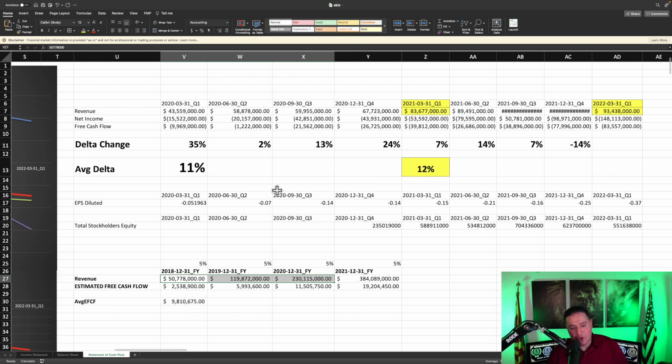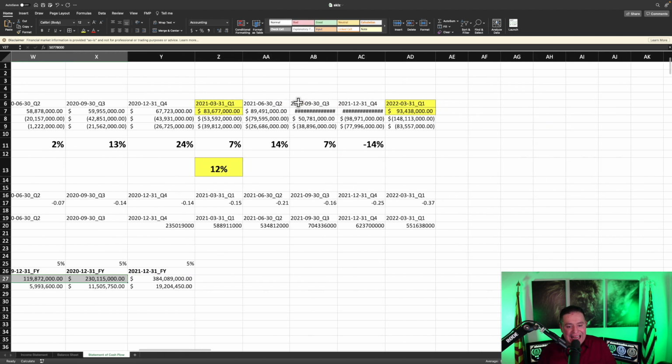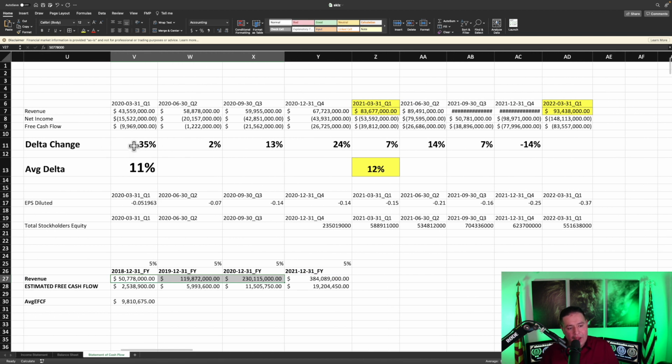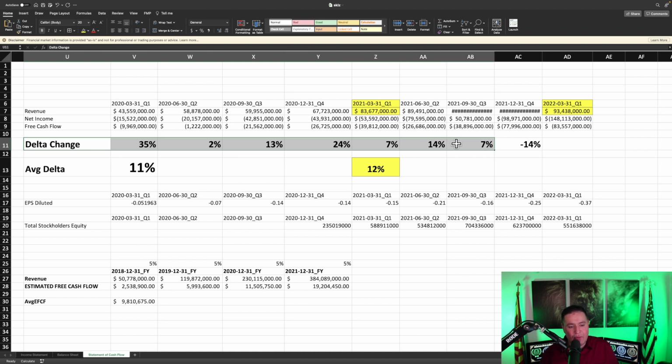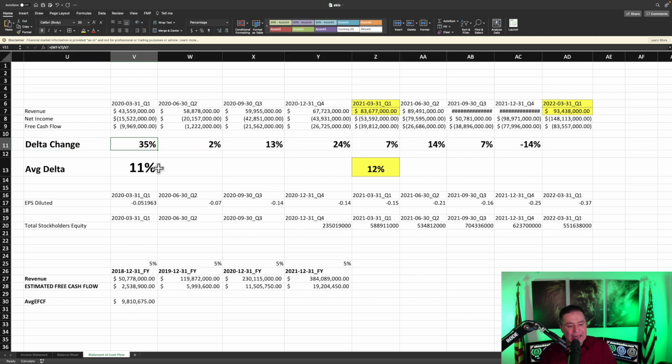So what you can do is break down the revenue growth and take the difference quarter over quarter. You can see delta changes of around 35%, 2%, 13%, 24%, 7%, 14%, 7%, negative 14%. You can average this out and get 11%. Or you could take Q1 of 2022 versus Q1 of 2021 and see a 12% increase. A lot of analysts are projecting a 10 to 12% increase.